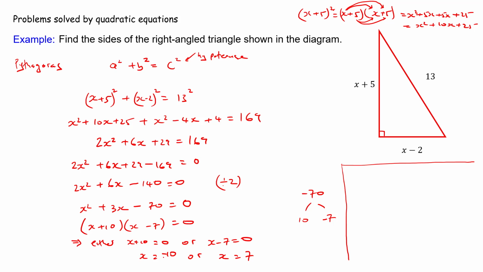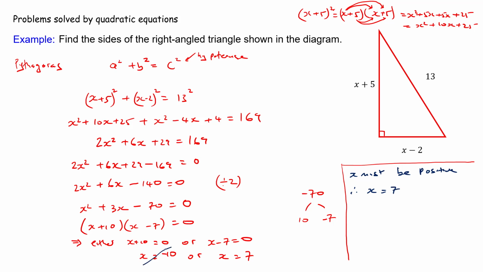Now, the solution cannot be negative, x cannot be negative. We can't have a side of a triangle that's negative, so x must be positive. Therefore, x is going to be equal to 7. And we get rid of this answer then.